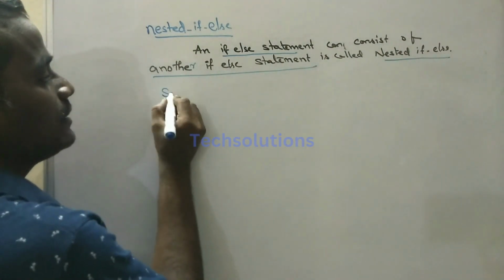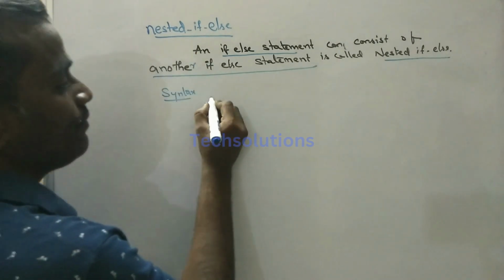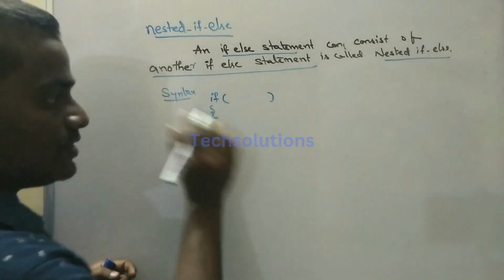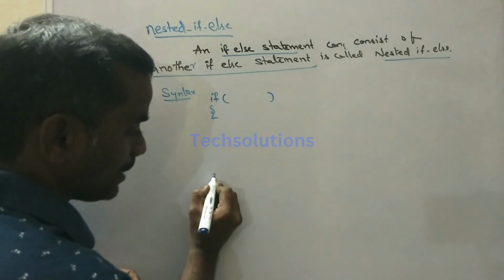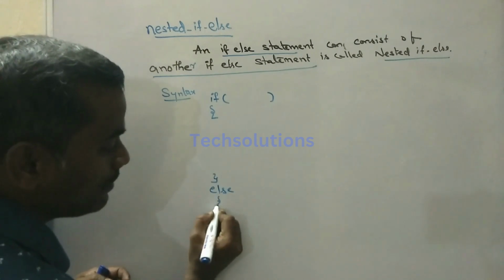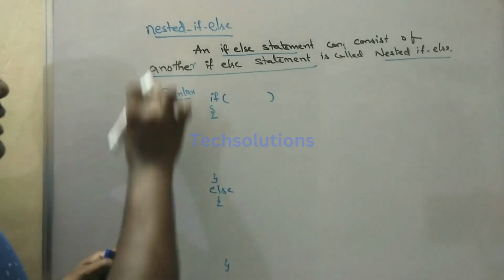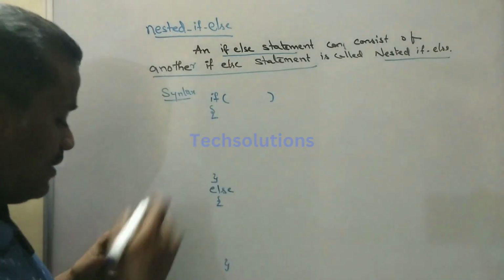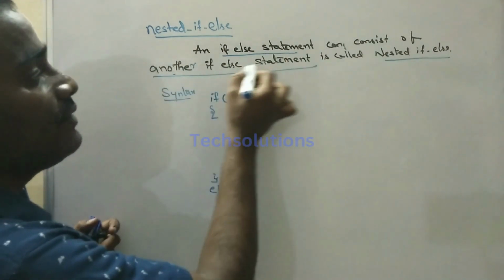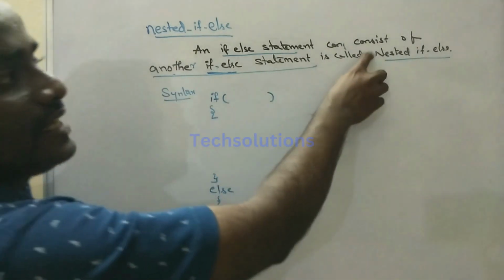See, what is the syntax? Suppose you know what is meant by if else. If else means there is a condition; if it is true, I can execute some block of statements. If it is false, I can execute some other block of statements. Now it is called an if else. Now what is meant by nested if else? Nested if else is nothing but an if else statement that can consist of another if else statement.